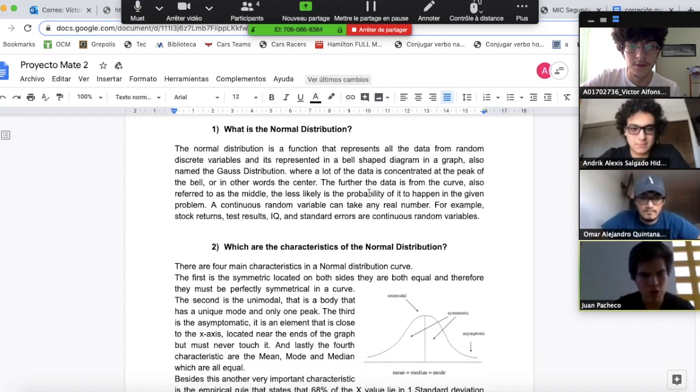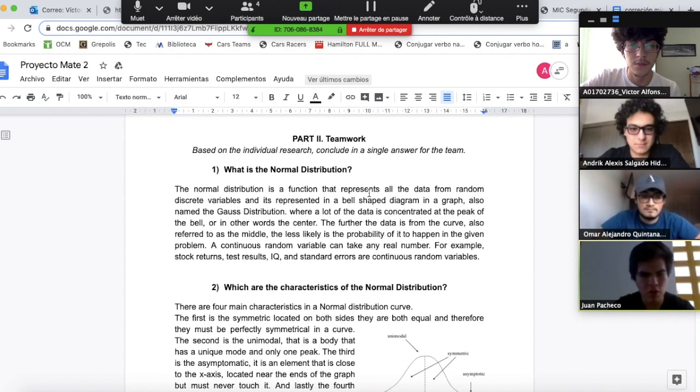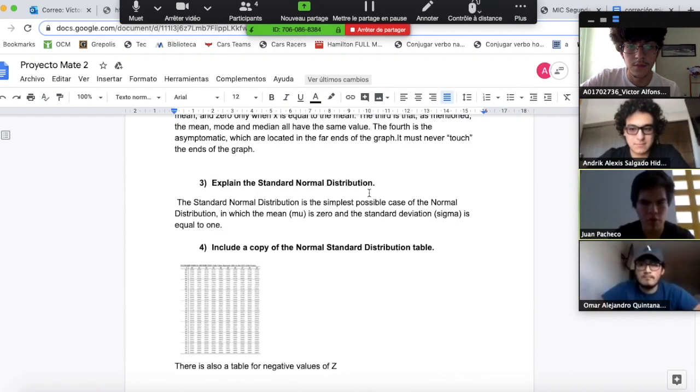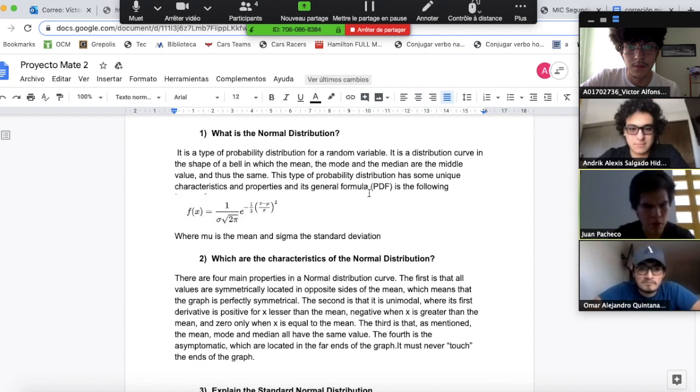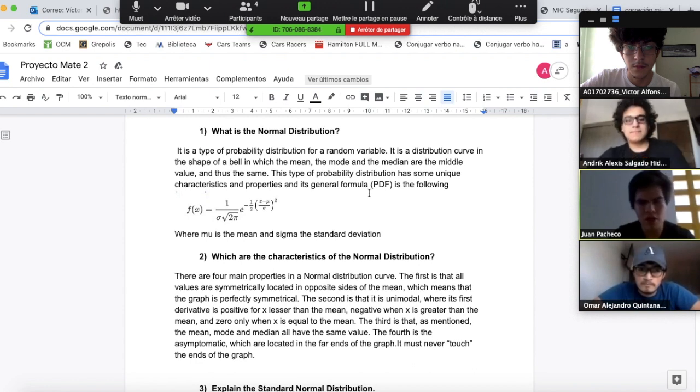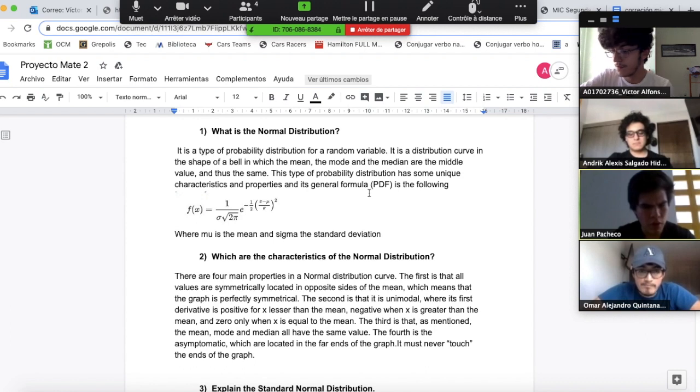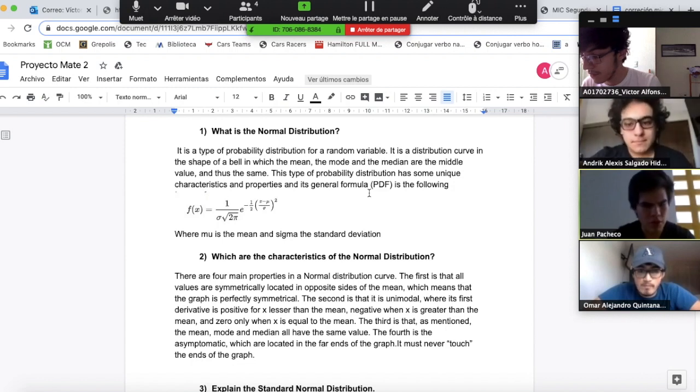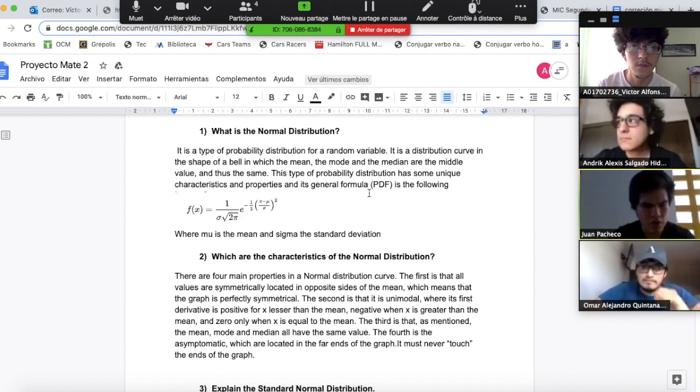Okay, the normal distribution is a kind of function that represents all the data from a random discrete variable, and is represented in a bell-shaped diagram in a graph. Also, it is named the Gauss distribution. All of this data is concentrated in the peak of the bell, in other words, in the center. The further data is from the middle of the curve, the less likely is the probability of it happening. An example is stock returns, test results, and standard errors, which are continuous random variables.